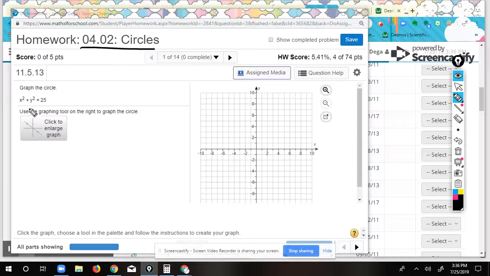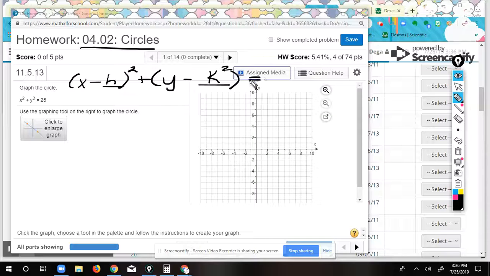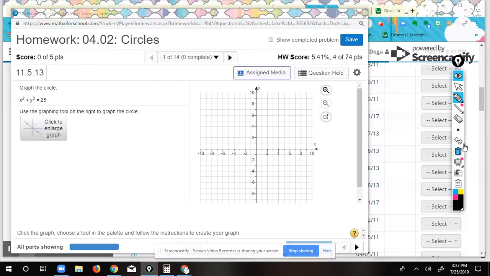So to graph the circle, a circle formula is going to look like this. You're going to see x minus a certain number, we call it h, squared, plus y minus a certain number, we call it k, squared. That hk is the center of the circle. And over here, this is the radius squared. If we want to figure out what the radius of a circle is, remember radius is the distance from the center to the side of a circle. So we've got to square root it.